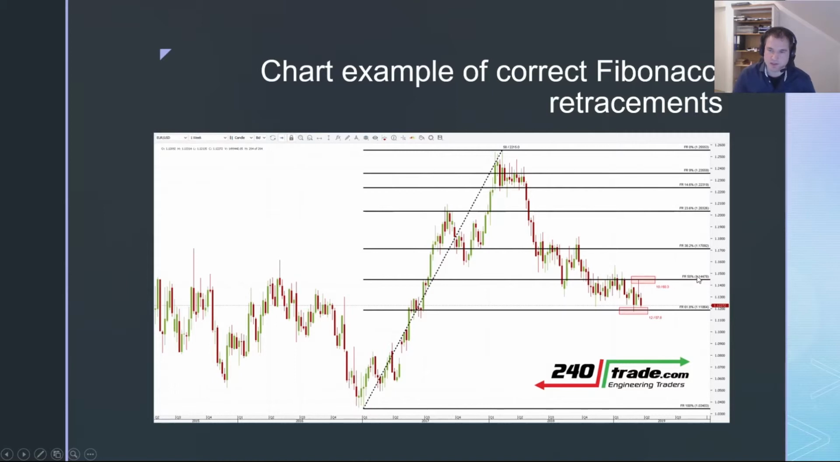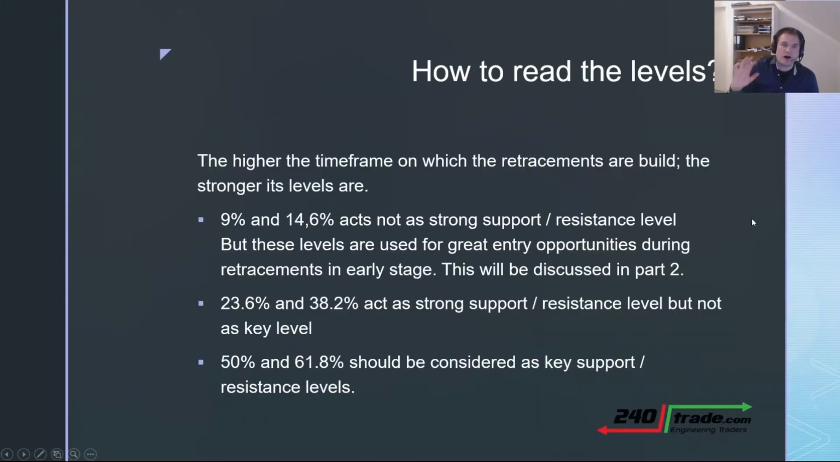Why did I do the 50%? Because the 50% is a key level and the 61.8% is a key level. In the next slide I will explain you a little bit how we can read these levels. And this is also very important. The higher the time frame on which the retracements are built, the stronger its levels are, which is quite obvious.